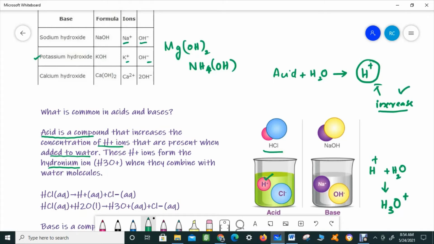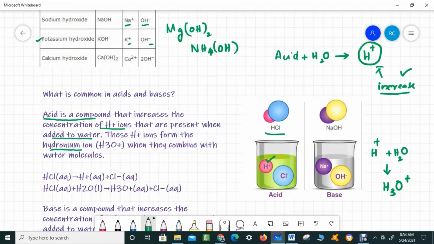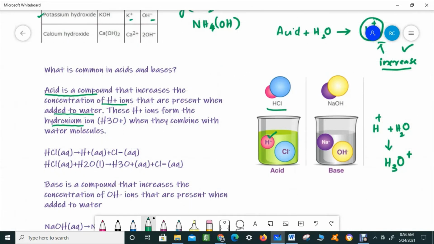The equations given here are HCl, on decomposition, we get H plus and Cl minus. And HCl plus H2O, which means that the H plus released will be combining with the H2O and form H3O plus ion. This is called a hydronium ion.